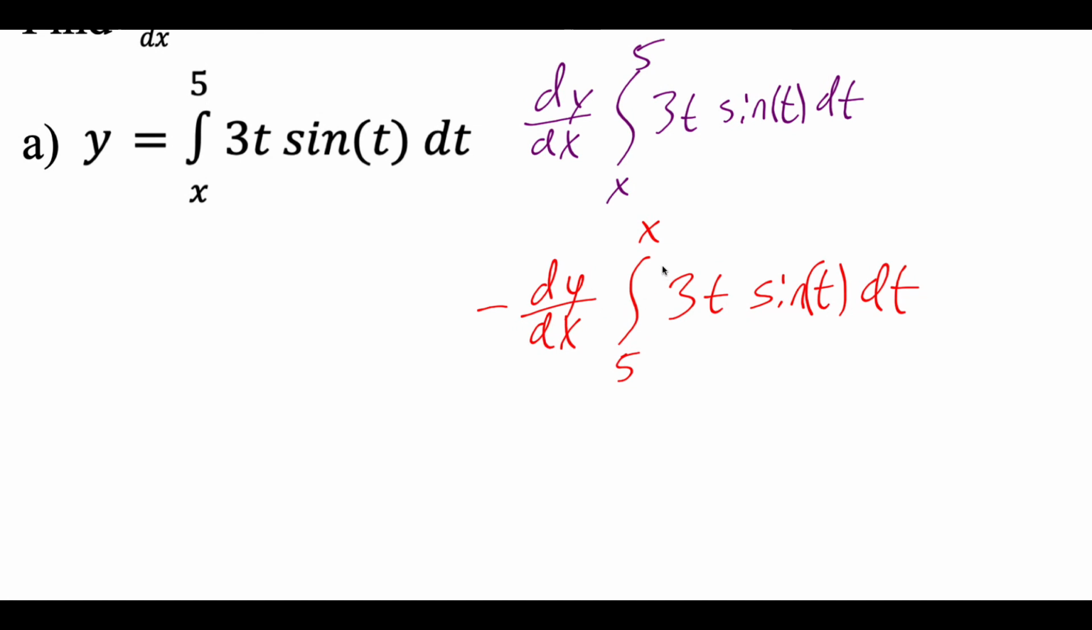So the derivative and the integral are going to cancel each other out, and we're going to replace those t variables with that x upper limit, but I need to keep the negative in front. So this will say negative 3x sin(x).